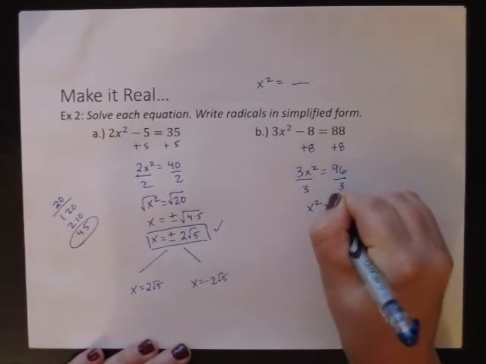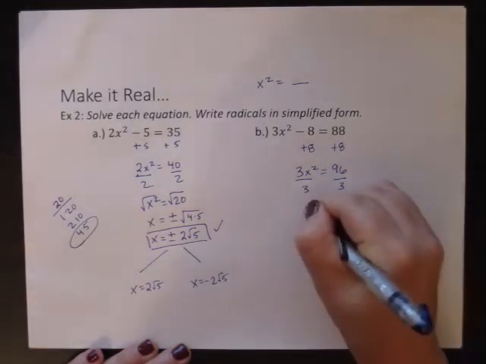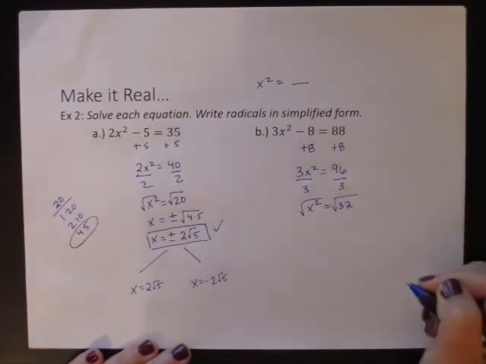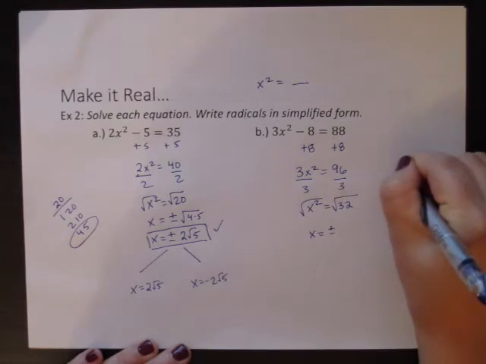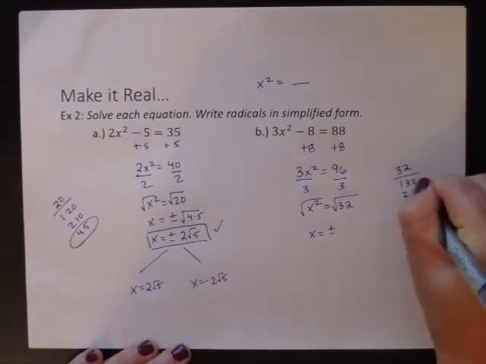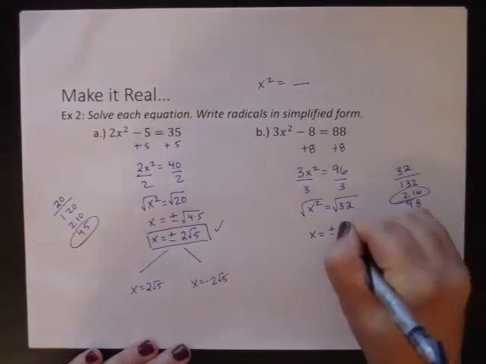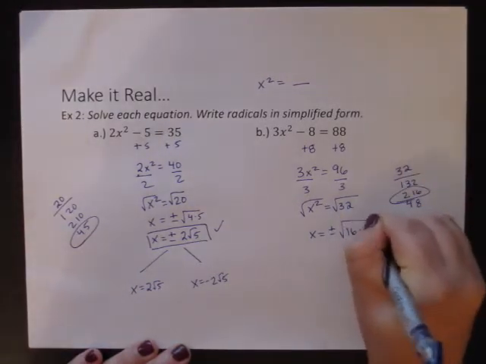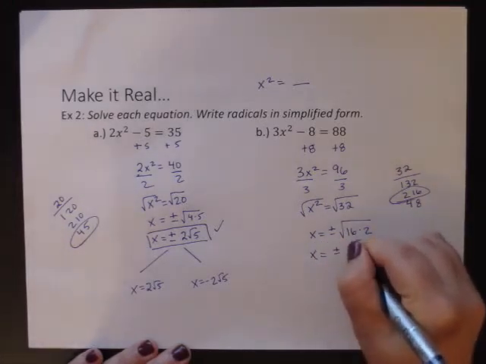So x squared equals 32. Then I take the square root on both sides. So I get x equals plus or minus, because I put the square root. Then I have to find my factors of 32. 1 and 32, 2 and 16, and then 4 and 8. My largest perfect square is going to be the 16. So I get 16 times 2. So x equals plus or minus square root of 16 is 4, square root 2.